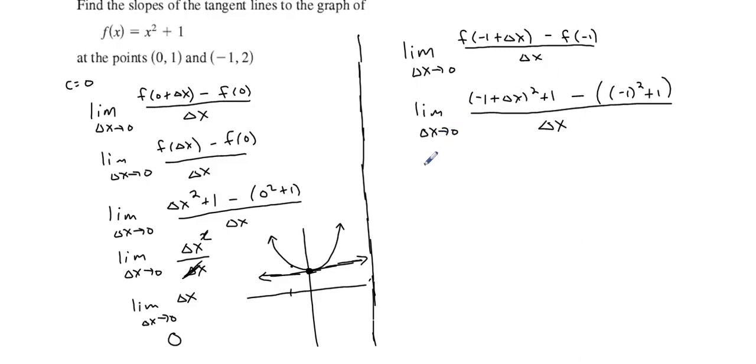Okay, expand and combine like terms then. All right, so that would be what? 1 minus 2 delta x plus delta x squared. You guys expanded binomials before. Don't forget the middle term. Plus 1. Negative 1 quantity squared is 1. 1 plus 1 is 2. So minus 2, all over delta x.